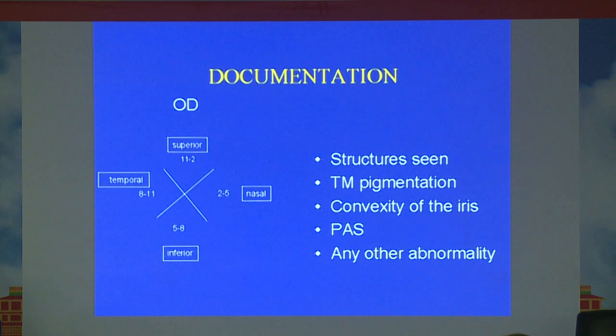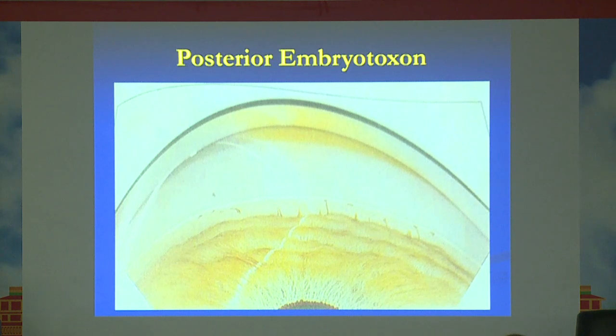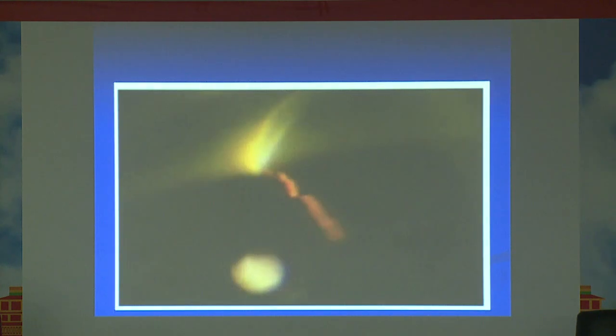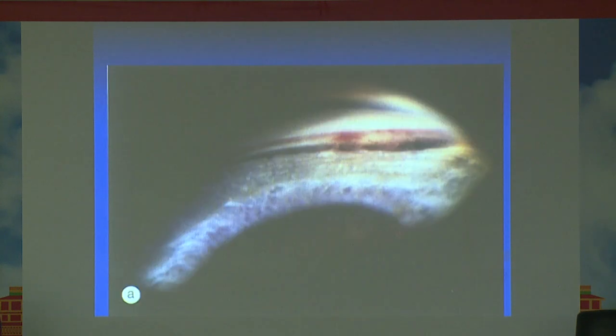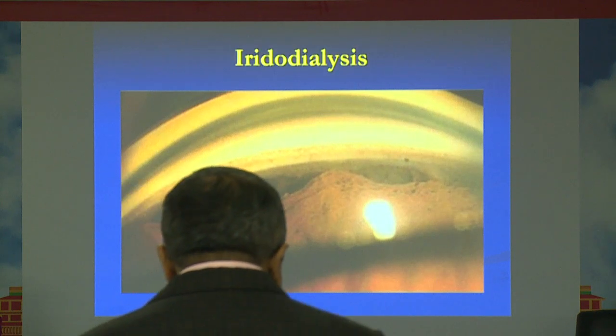So how to document this? This is a prominent Schwalbe's line, posterior embryotoxon. This is a broad iris process extending to the Schwalbe's line, that is Axenfeld-Rieger. This is the configuration in the case of plateau iris. And this is angle recession.